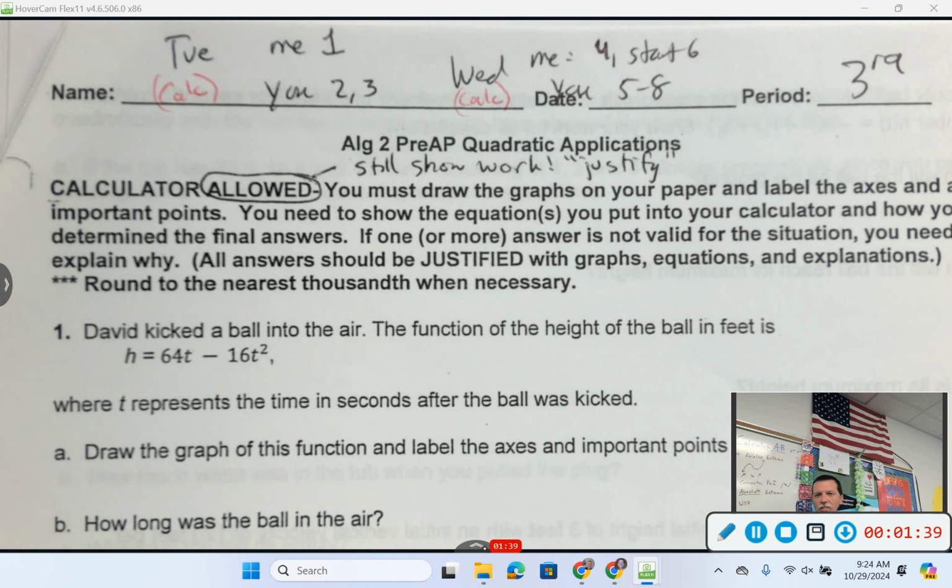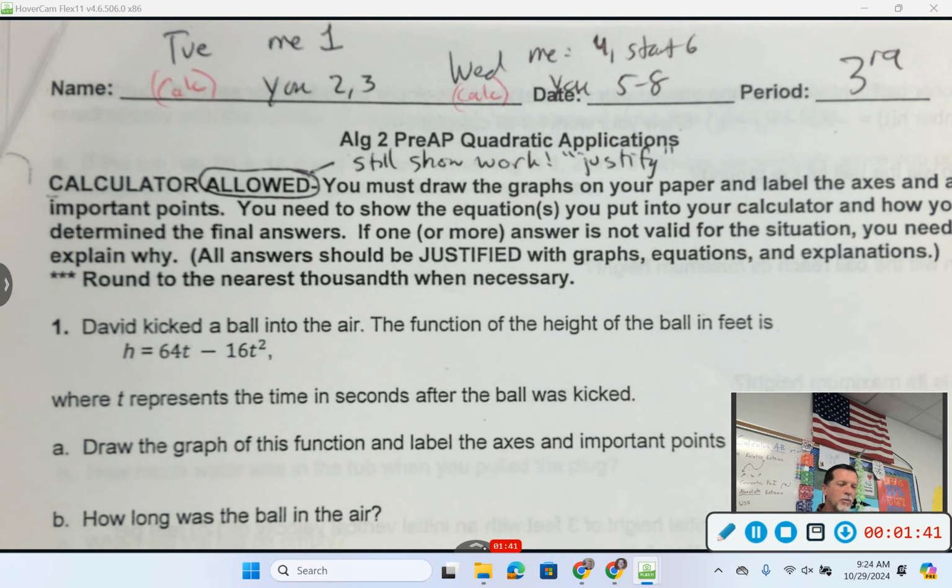So, yes, you get your calculator, just don't rely solely on your calculator. I need to know what's going on in your brain, not just what your calculator told you.